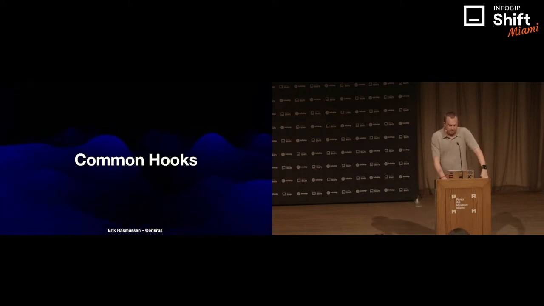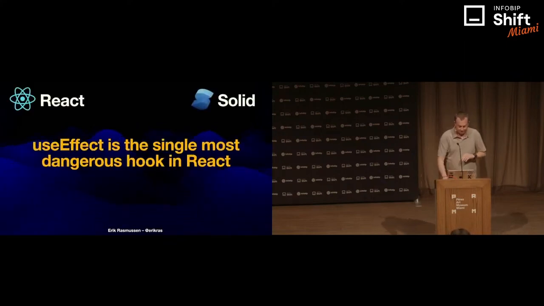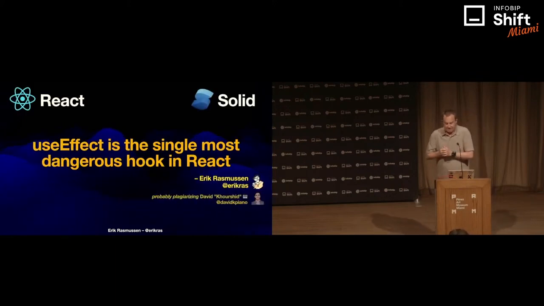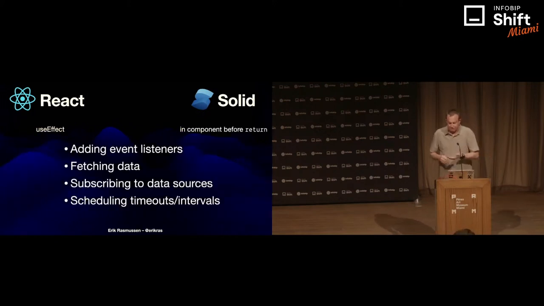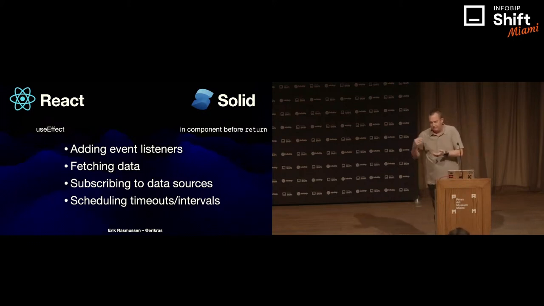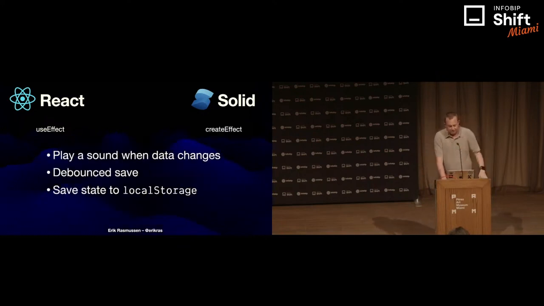OK, let's talk about some common hooks in React. I'm going to go on the record and say that useEffect is the single most dangerous hook in React. And that's because there's so many ways you can mess that up in React. And so much of what we do with useEffect is just stuff that we want to happen on mount. We're adding event listeners, we're fetching data, we're subscribing to something. And all of that you can just do before the return in Solid. But sometimes you need an effect where you need to do something when data changes. And for that, we have a function called createEffect in Solid.